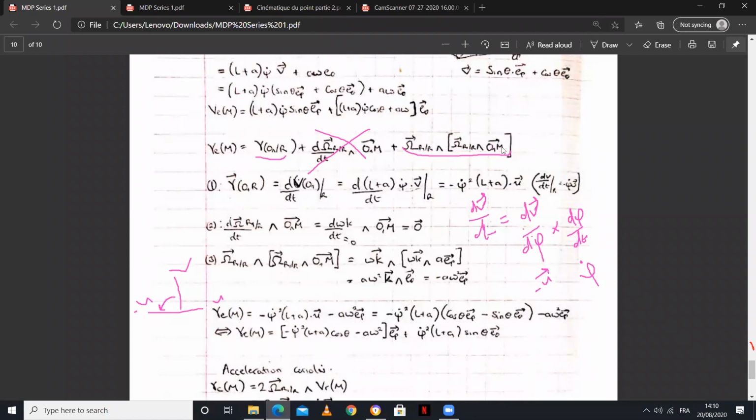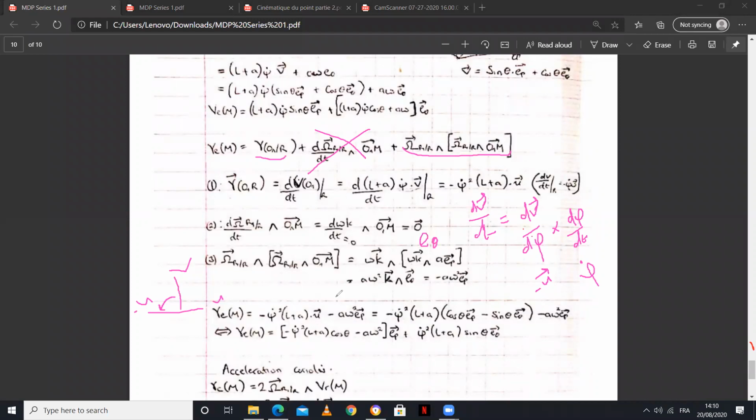So what's left now is just calculating this. This shouldn't be difficult. You have ω K vectoriel A e_r. So you get your constants like that: you multiply the ω's, which gives you ω carré, and you also multiply by the other constant, so you get A ω carré. Then K vectoriel e_r will give you e_theta according to our question. So we'll have e_theta coming out there, and then we'll have K vectoriel e_theta.